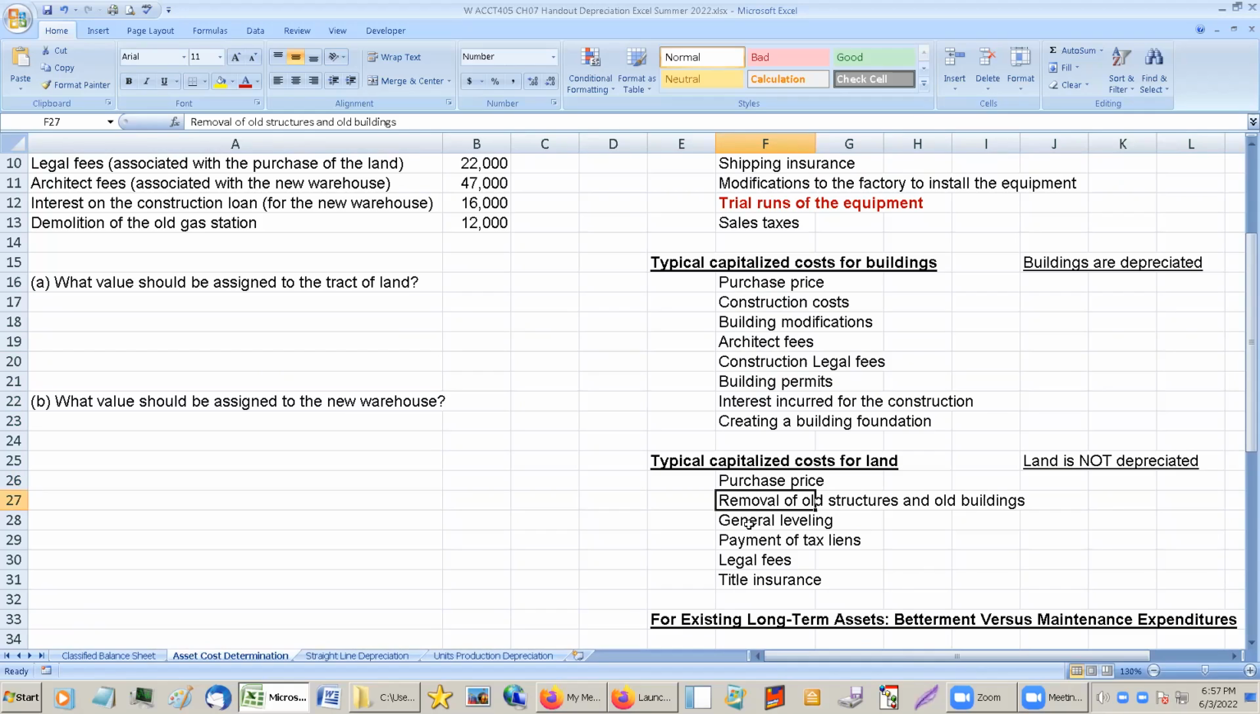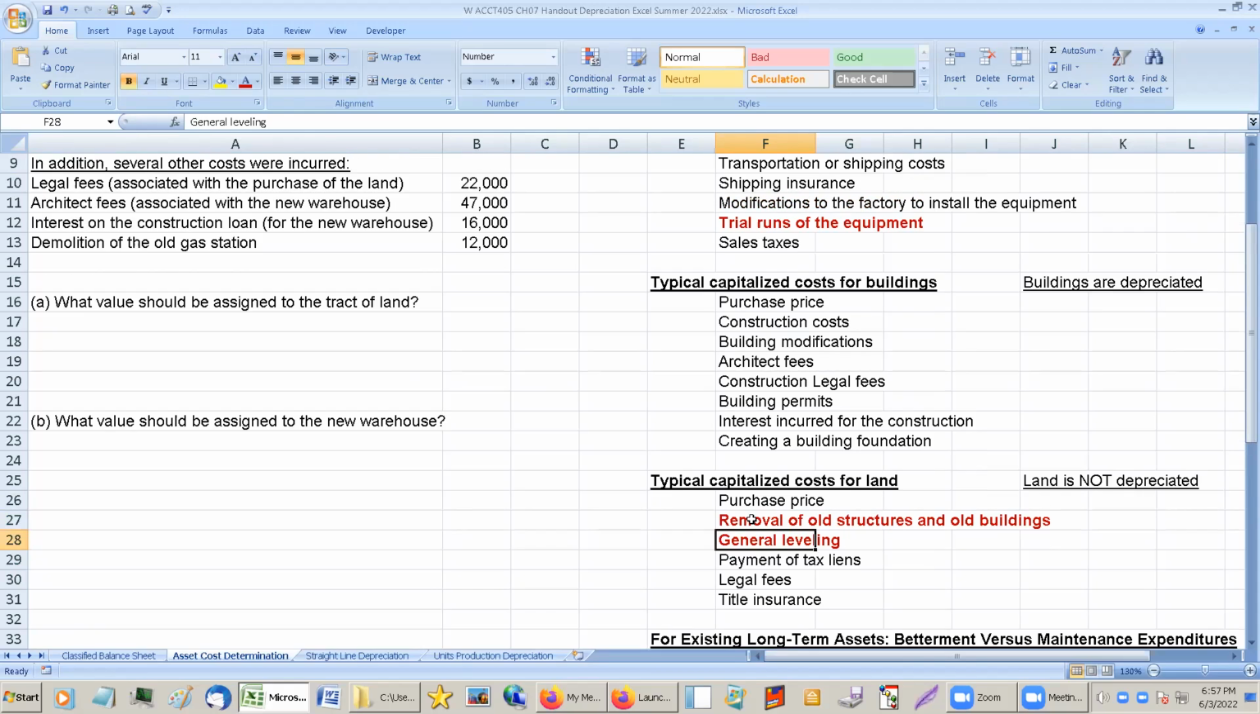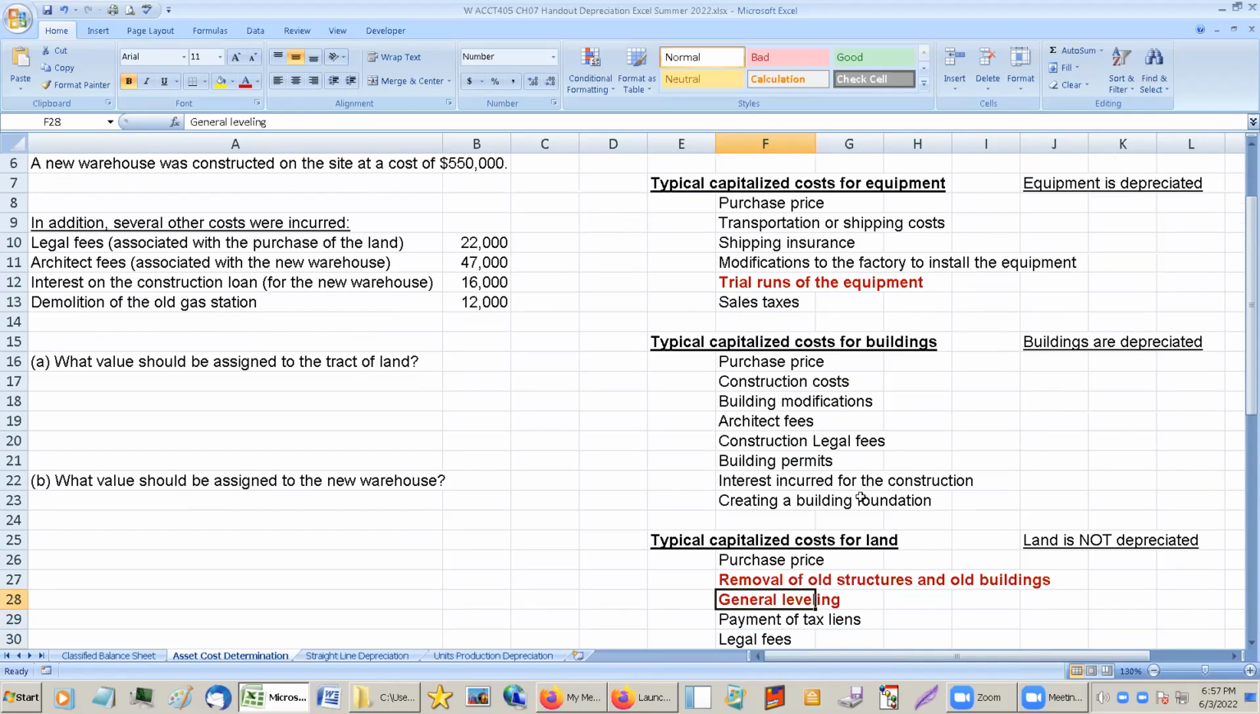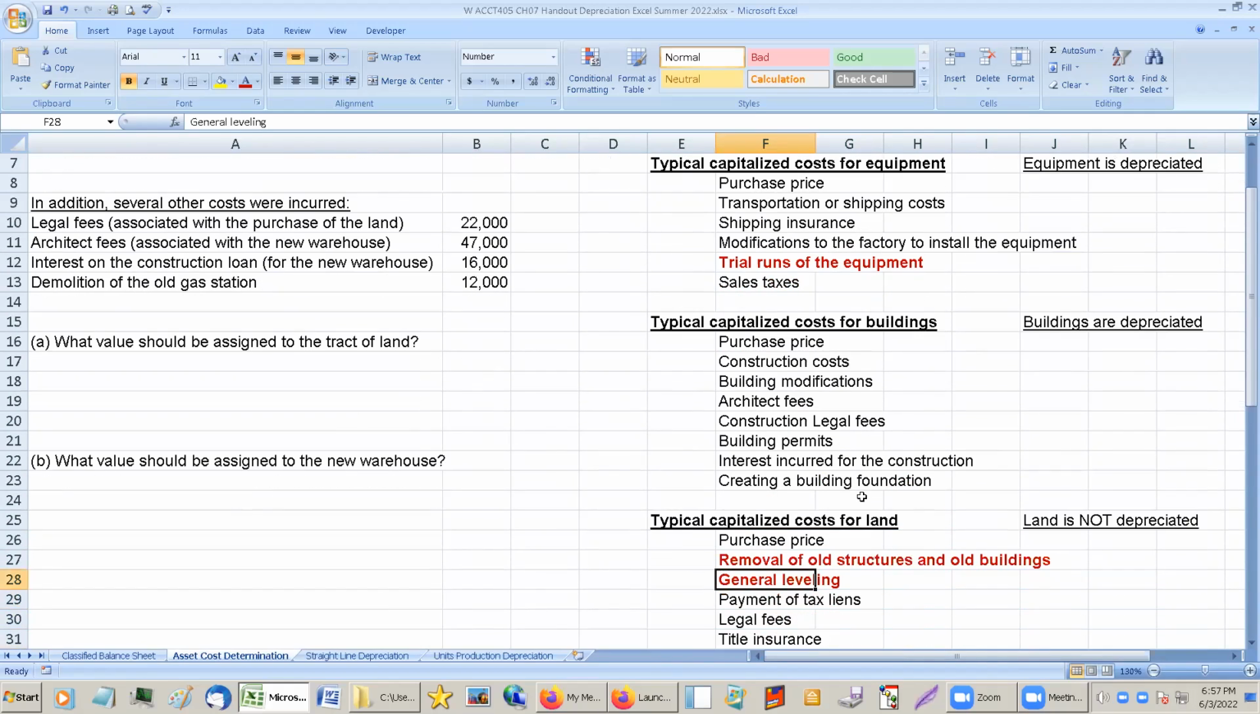Purchase price, obviously. Removal of old structures. We're actually going to do something with that right now. And in general leveling. Payment of tax liens, legal fees, title insurance. So all those things that go into purchasing the land itself, they will go in there. So this is what goes into land when you're buying land and creating a building.